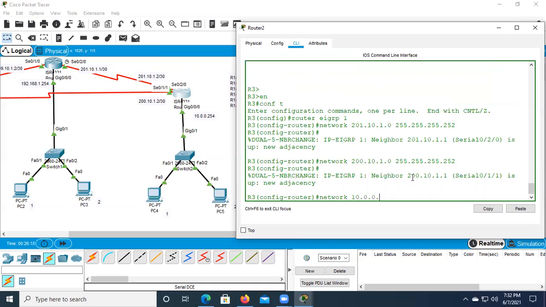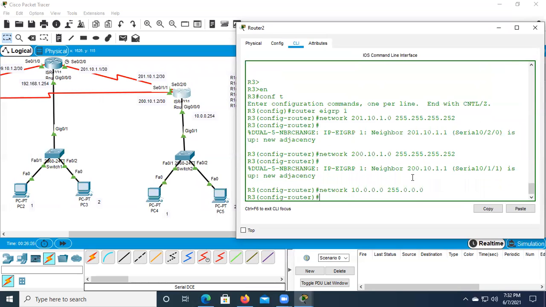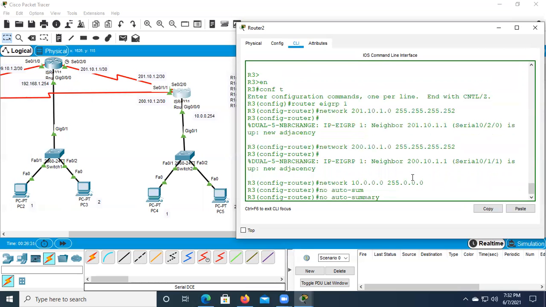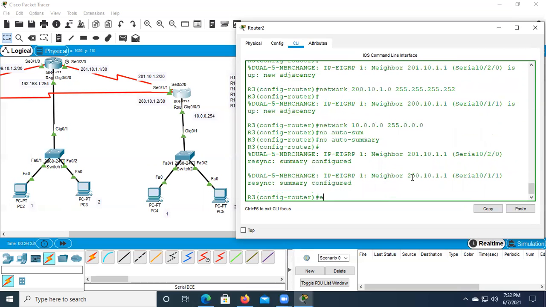The network ID is 10, so network 10.0.0.0. You need to give the subnet mask, even if you give 255.0.0.0 it is no problem, because it's class A. So you must give the command no auto-summary.